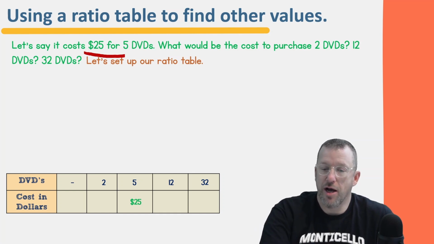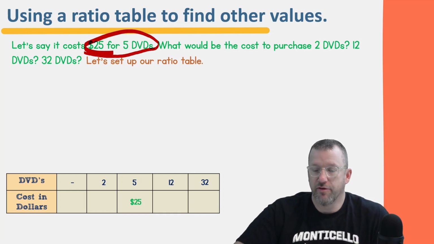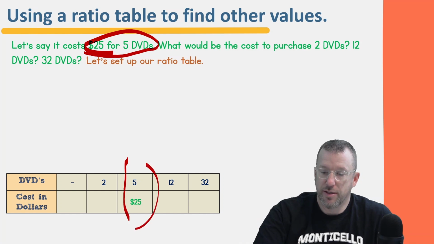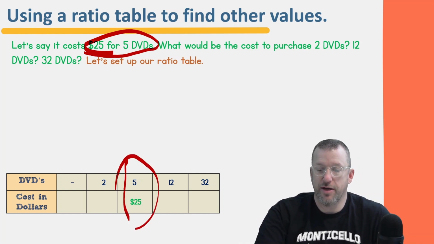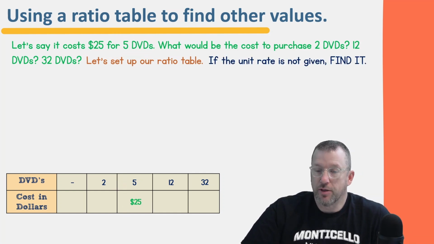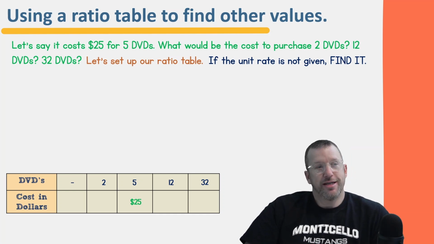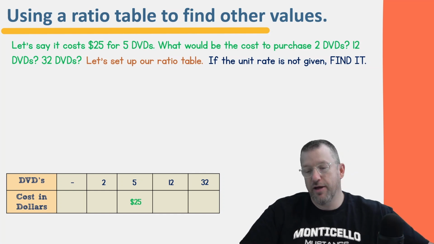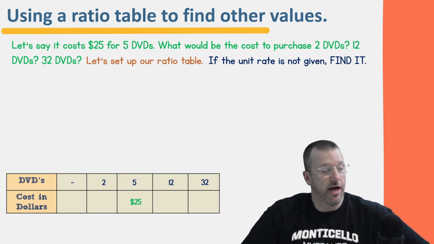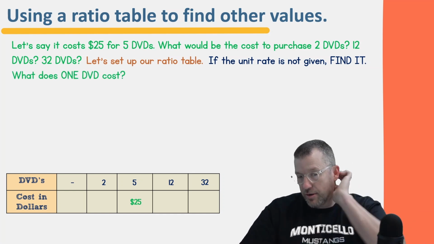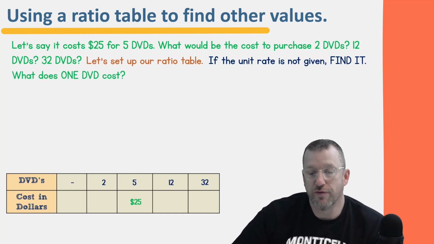The thing that we know is that $25 for 5 DVDs. And that's what this is right here, okay? $25 for 5 DVDs, okay? If the unit rate is not given, find it. You'll hear me say this in so many videos when you're dealing with proportions. Find the unit rate. Find the unit rate. Don't be lazy. Find the unit rate. Okay, so we need to find the cost of one DVD.